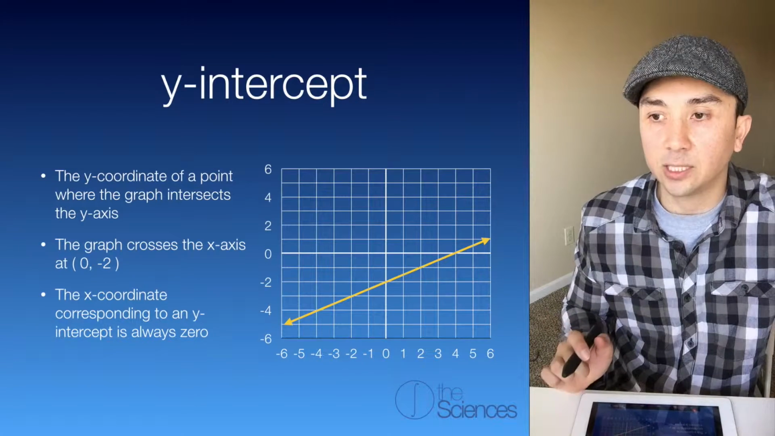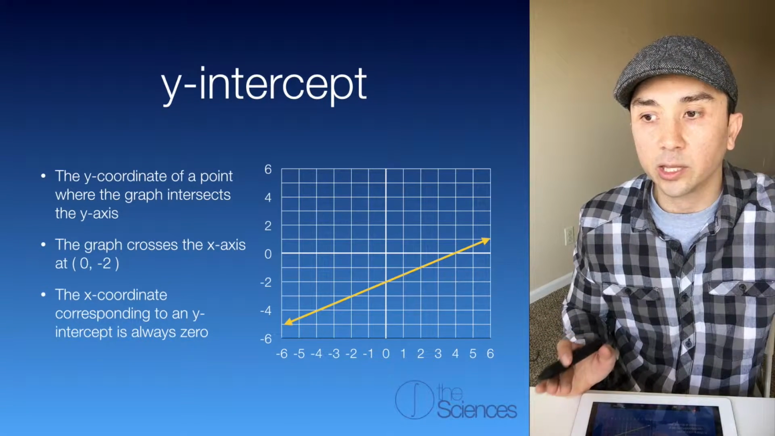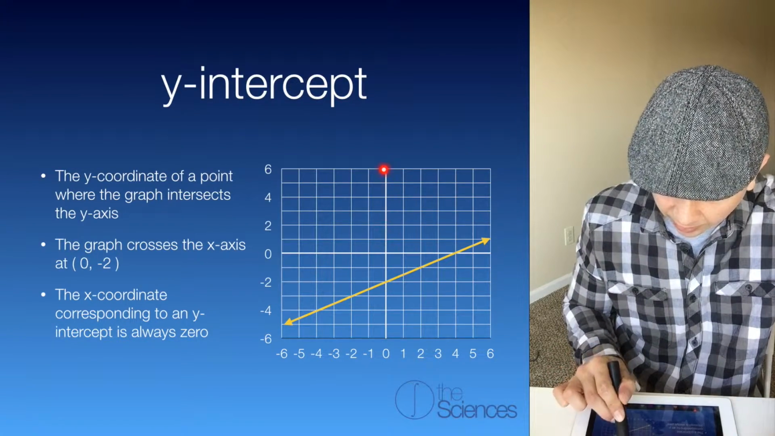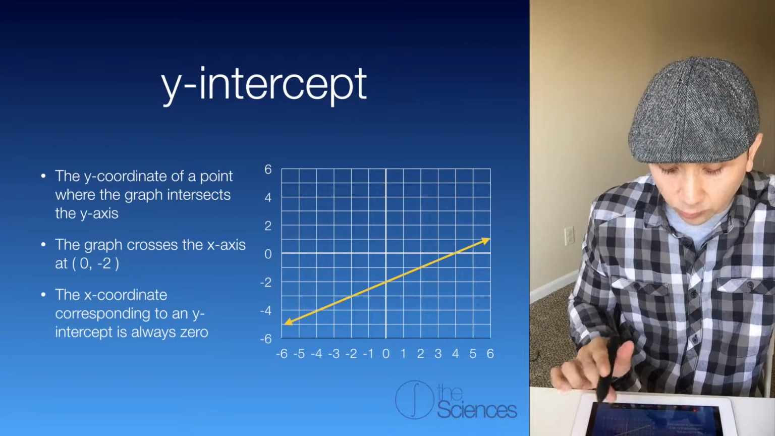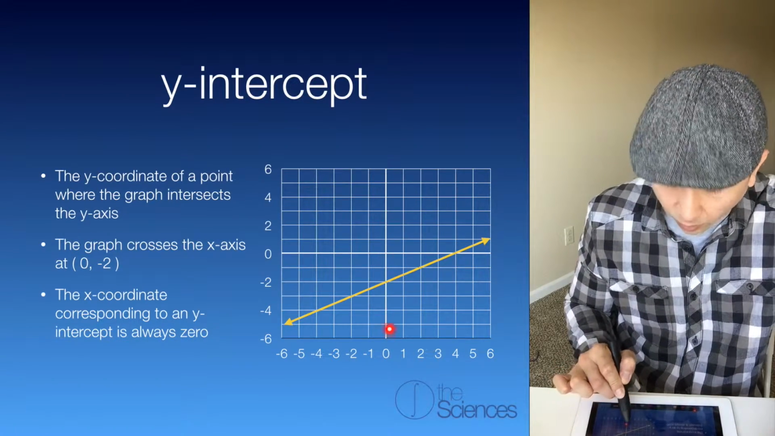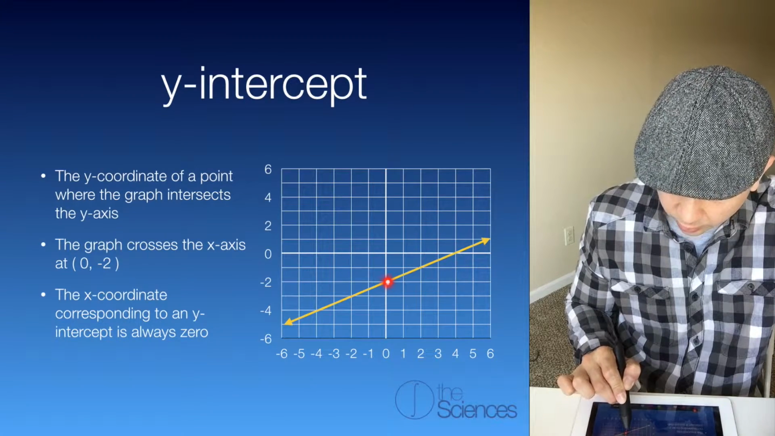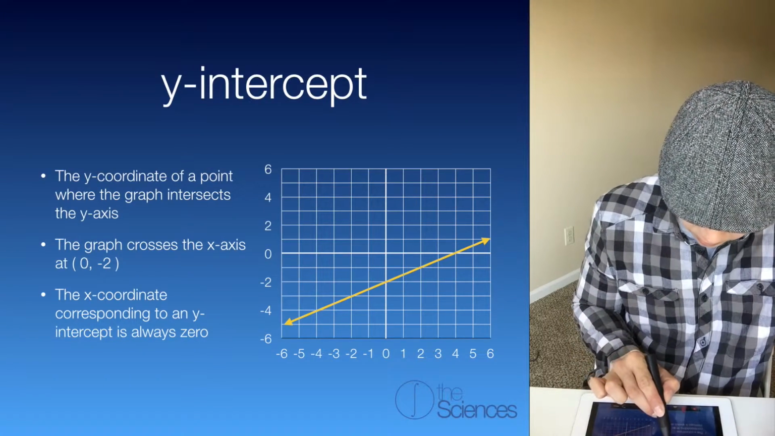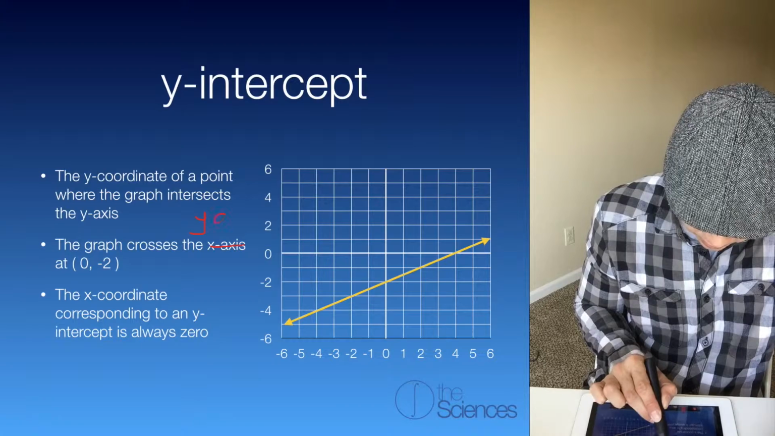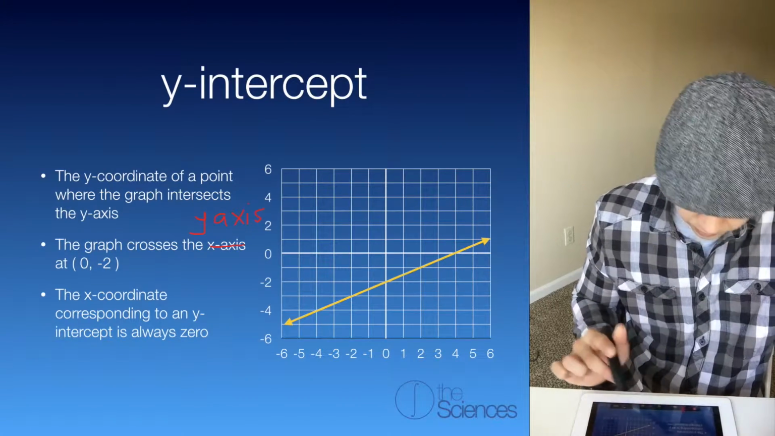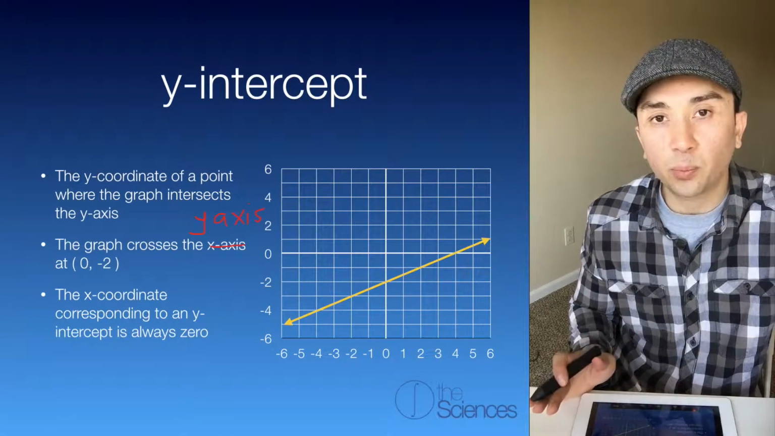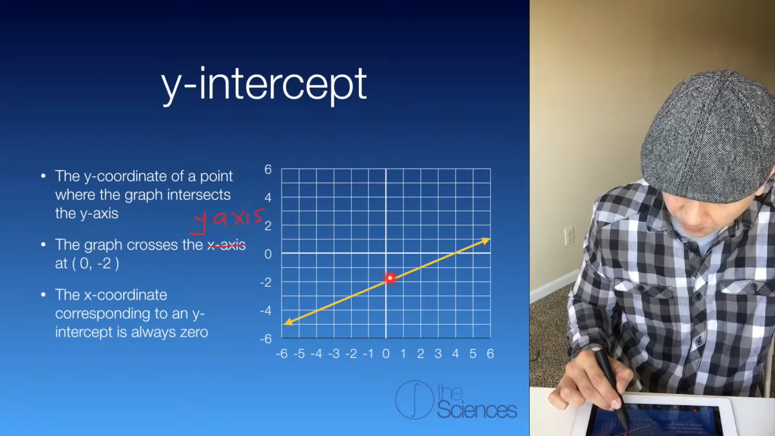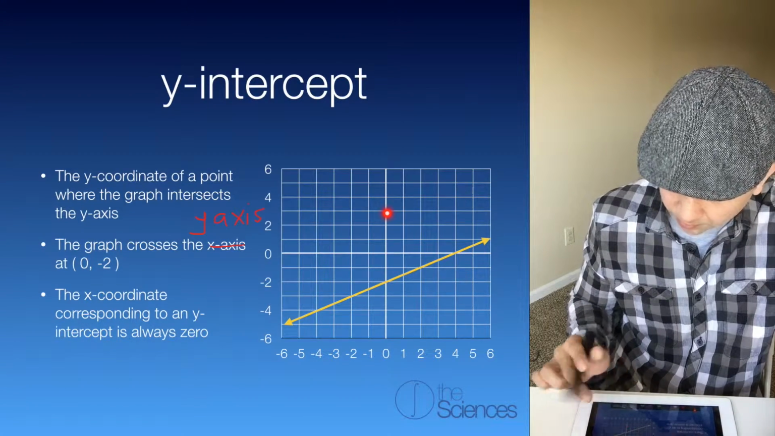Now the y-intercept is the y-coordinate of a point where the graph intersects the y-axis. In this graph, it crosses the y-axis at point 0, 2. So this point would be the y-intercept. The x-coordinate corresponding to a y-intercept is always 0, so it'll always cross the y-axis at x equals 0.